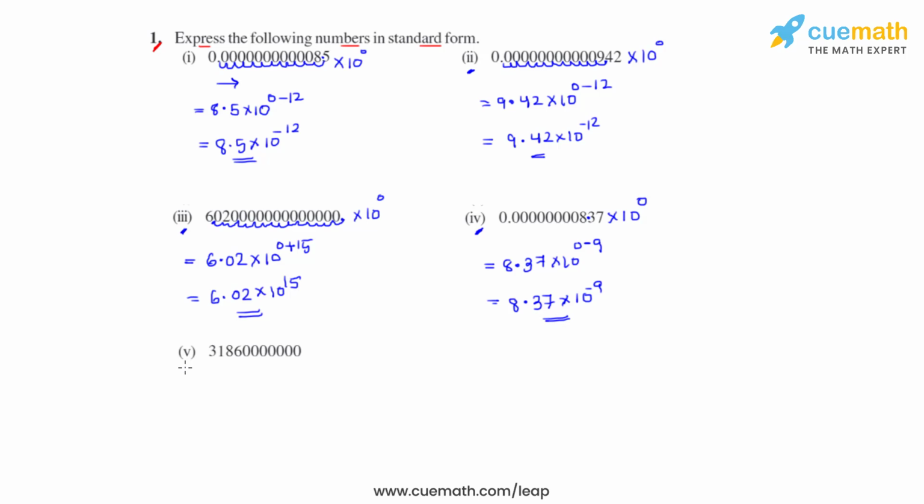Fifth bit, again we do not see a decimal, so the decimal is to be placed after the last digit that we see. And our objective is to get the decimal point between 3 and 1. We multiply it with 10 raised to 0. Let's count by how many places we have to move it towards left. We have to move it towards left by 10 places. So we write it as 3.186 times 10 raised to 0 plus 10. So that gives us 3.186 times 10 raised to 10 as the standard form of the number given in the fifth bit. And this is how we solve this problem.